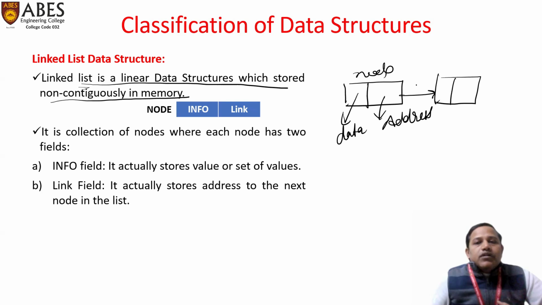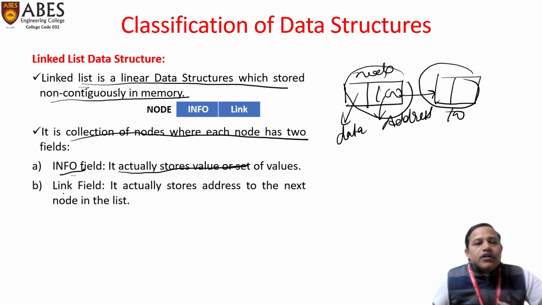Basically the values are not stored in contiguous locations. So how do we connect one node with another? They contain the address of the next node. So it is a collection of nodes where each node has two fields. The first one is the information field, that is the data field, and the second one is called the link field. In the link field we store the address of another node. In detail we will discuss this in coming videos.